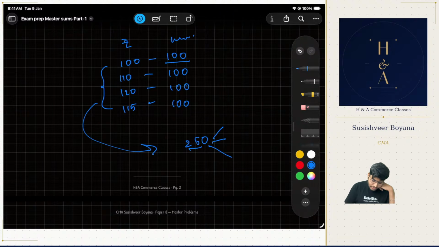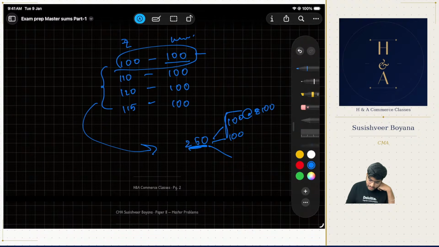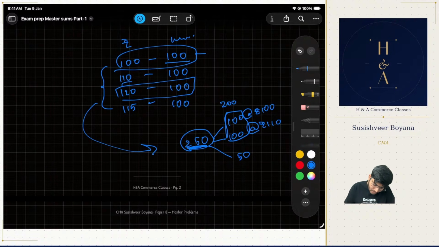How, sir? First batch is of 100 units. Great. 100 units. At what price? At the rate of rupees 100. Second batch 100. We have 250. We only completed 200 demand. So the second batch is at 110. Third batch, we need 250. We already finished 200. That means we still need 50, right? So this 50 is going to be coming from the third batch at the rate of 120. So this is the issue, right?